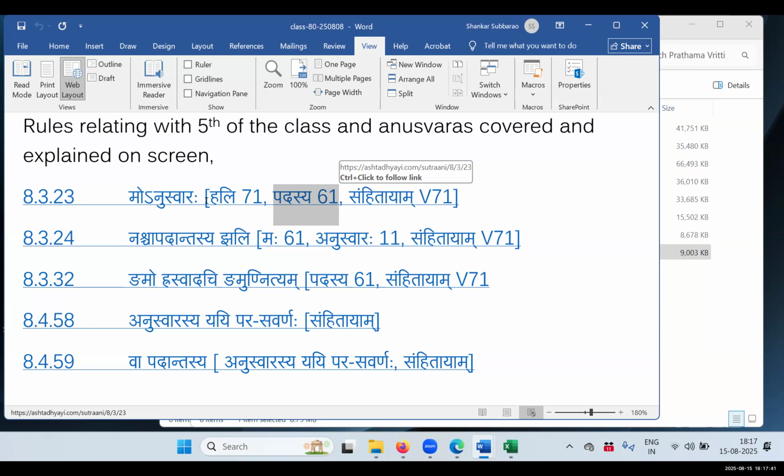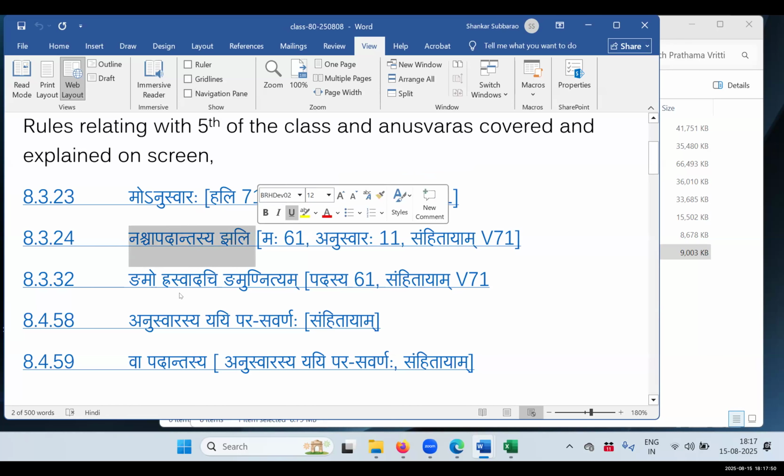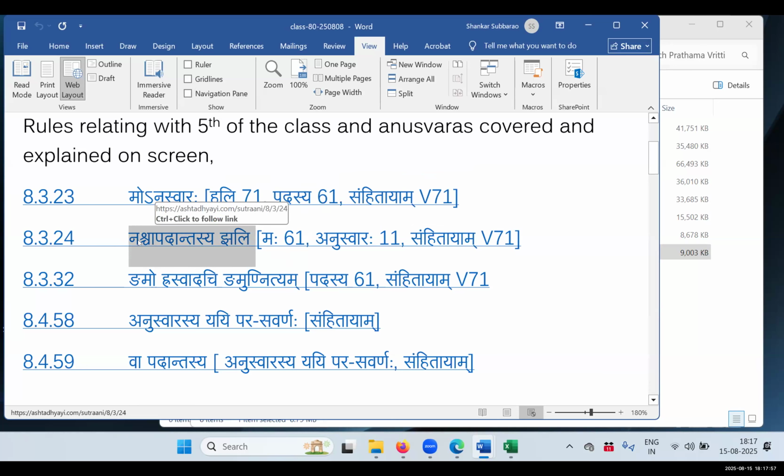Okay. What is the other rule which brings in an anuswara? It's represented by one dot. It is called anuswara. So then, nascha apadantasya jhali. An apadanta makara or an apadanta nakara, when followed by a jhal, what will happen again? Anuswara will come in its place. Okay, so this will be within words, it won't be across words because of apadantasya. This is the second rule we saw.